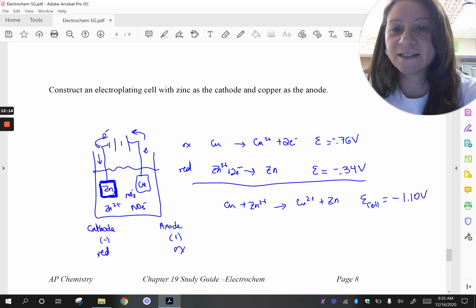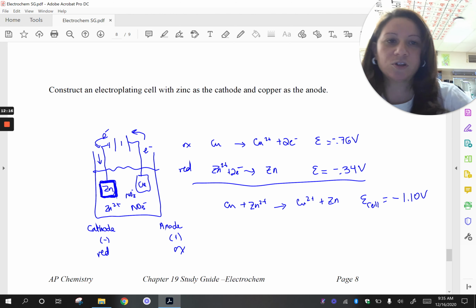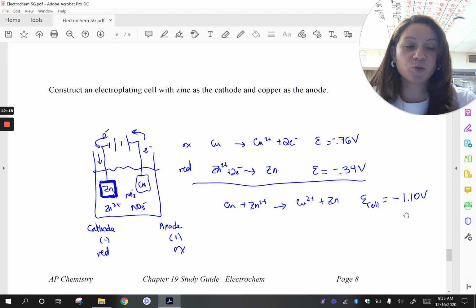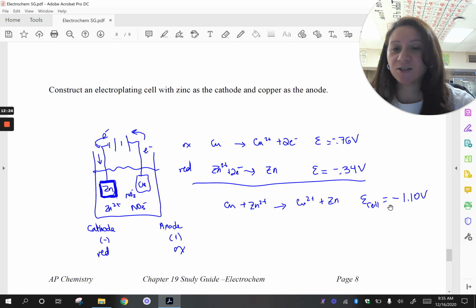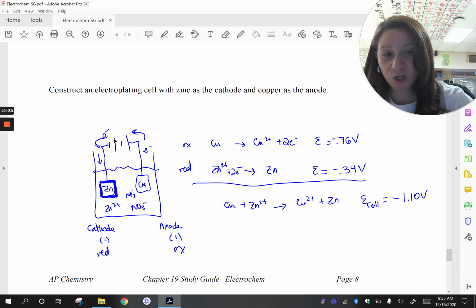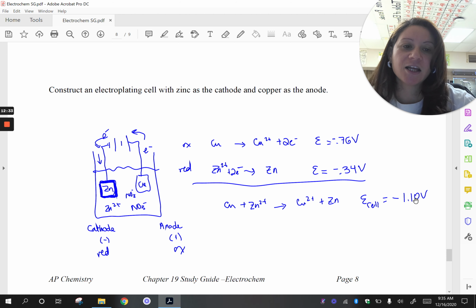Let's look at our voltage here. So our cell potential, we said, was negative 1.10 volts. That matches up because this is a non-spontaneous reaction. We're forcing the electrons to go from positive to negative, which is not good. That's why we need a battery to force it to go that way. And so our voltage is negative.